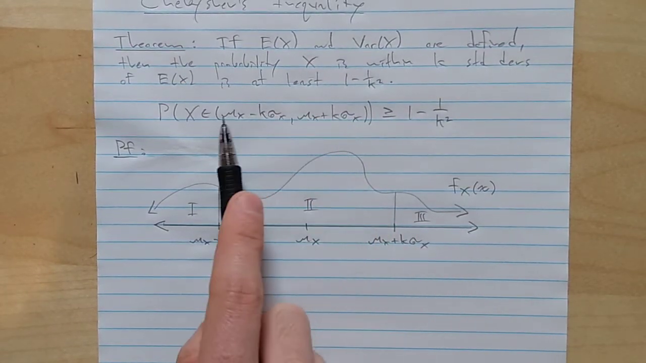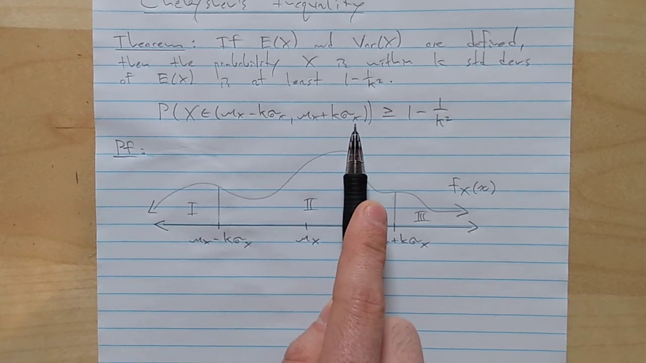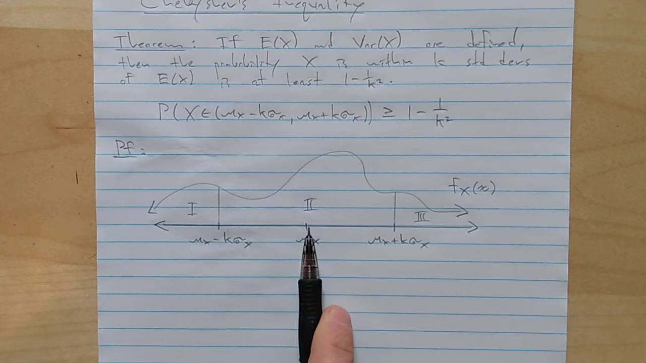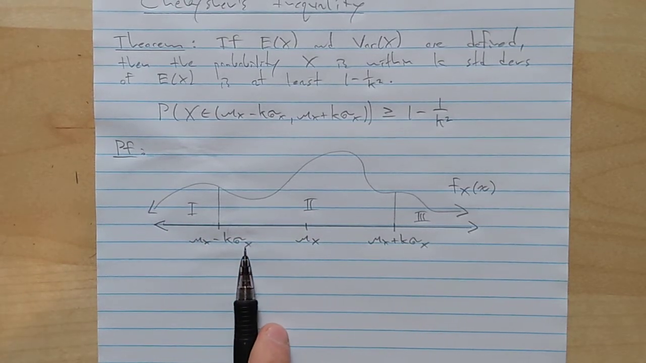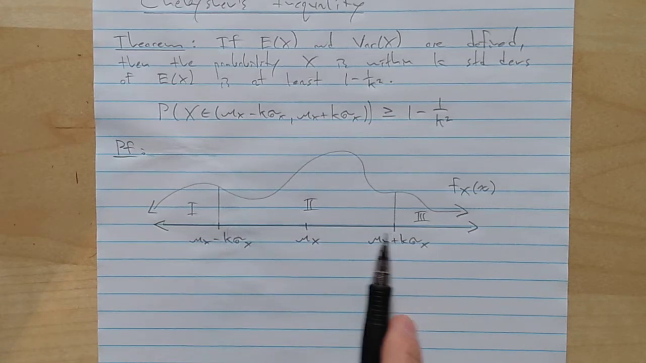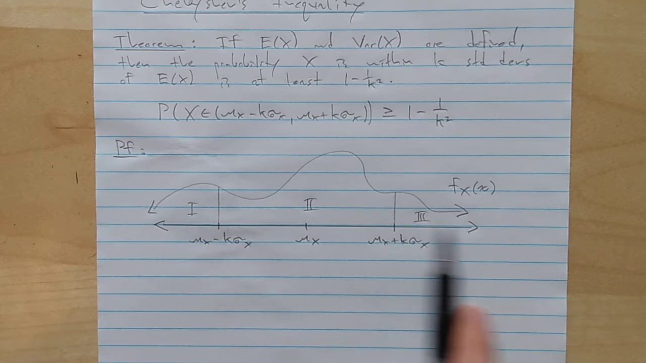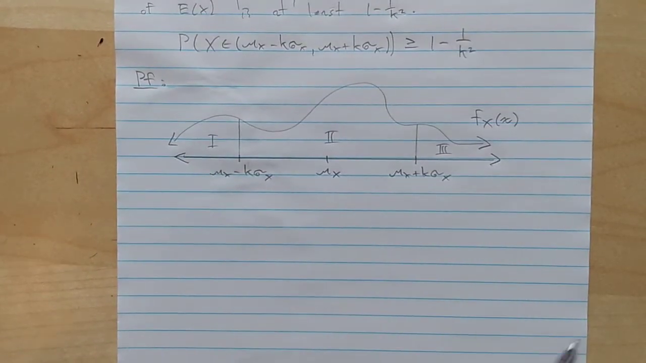Okay, so this is the mean minus k standard deviations and the mean plus k standard deviations. So we're taking the real number line and we're saying the mean is somewhere. Divide the area under the PDF up into these 3 pieces. The piece which is less than the mean minus k standard deviations, the piece which is within k standard deviations of the mean, and the piece which is more than k standard deviations above the mean. All right.